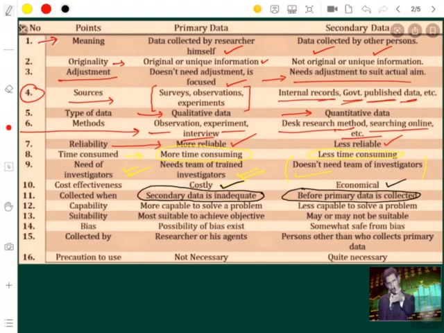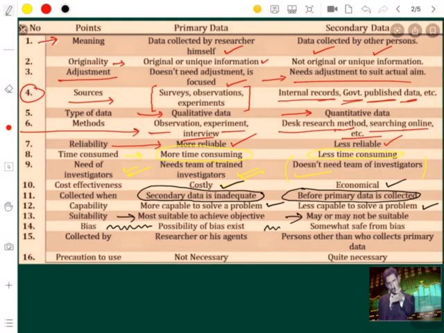Okay. Capability, primary data is more capable to solve the problems while secondary data is less capable. Biasness, it is obvious. Suitability, primary data is most suitable to achieve objectives, while secondary data may not be that much suitable to achieve your objective. In primary data, personal biasness will come. It is obvious to exist there.